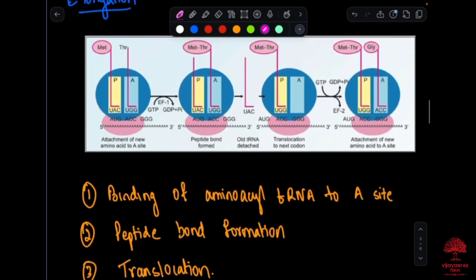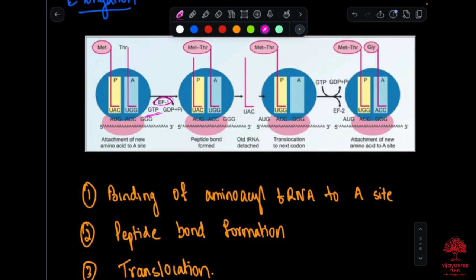First is the binding of the aminoacyl tRNA to the A site. So talking about the binding of aminoacyl tRNA to the A site, first we have the attachment of the new amino acid to the A site. Once this happens, GTP hydrolysis takes place, and with the help of elongation factor 1, EF1, we have the binding of the new amino acid to tRNA.